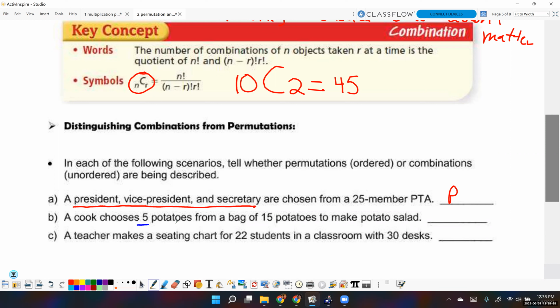A cook chooses 5 potatoes from a bag of 15 potatoes to make potato salad. Does order matter? No, order does not matter. All the potatoes are going to get cut up and put in the potato salad. This is a combination.